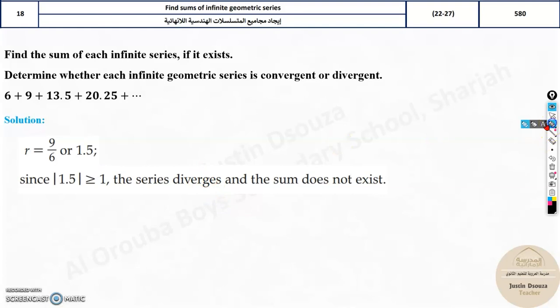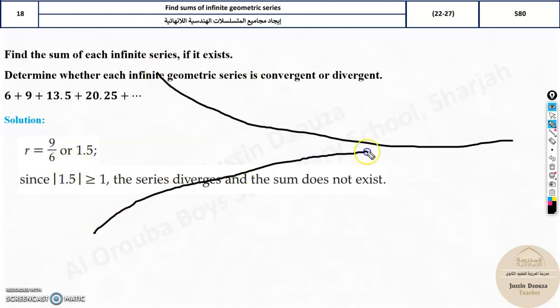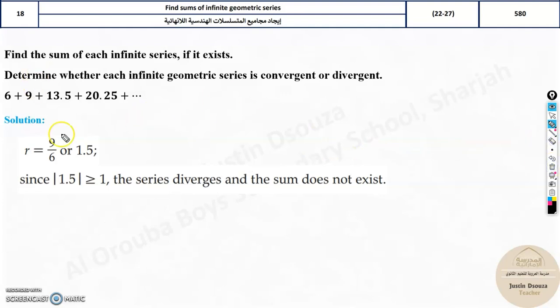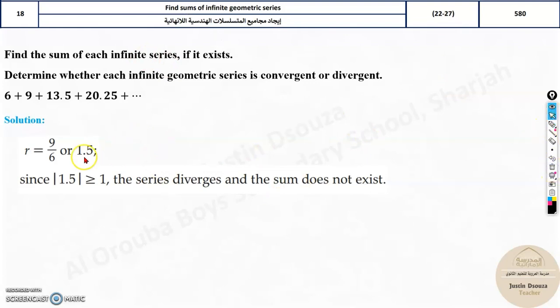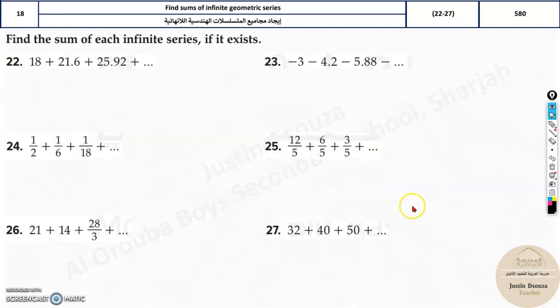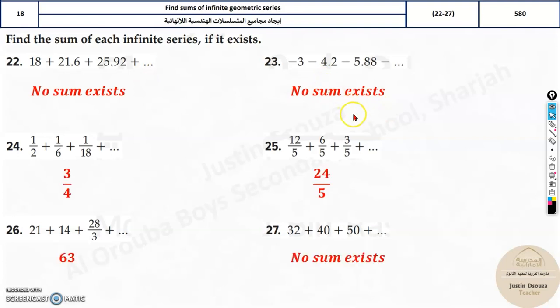This is a divergent series. Whenever the R value follows this rule, it will converge to one single point, therefore we can find the sum. Whereas this is just diverging either down or up, so we cannot solve. So there is no sum. Similarly, try all these problems by yourselves and then check the answers. Please pause and do it by yourself. I'll show you the answers now. The sum doesn't exist for these two, and the last one also has no sum, and these are the answers. Please solve them by the method I just told you, and then verify your answers.